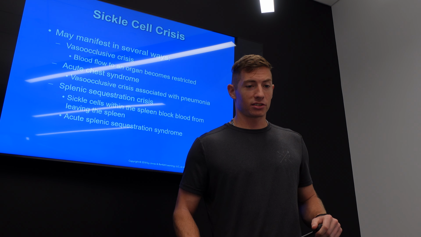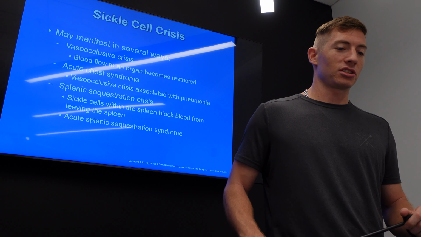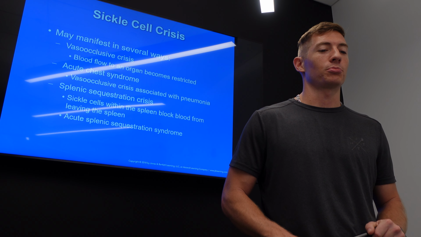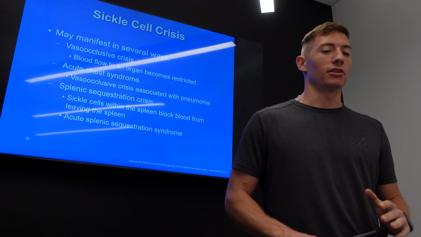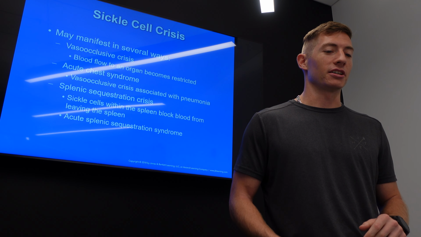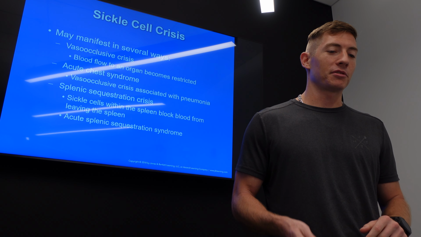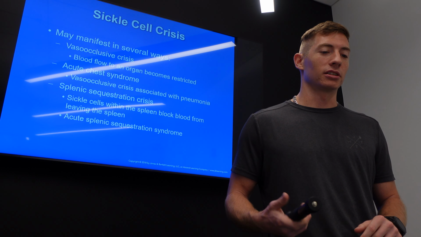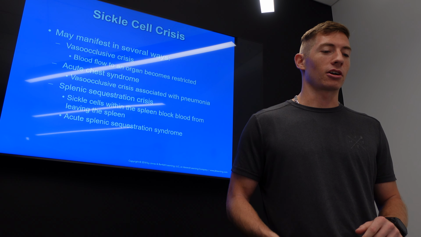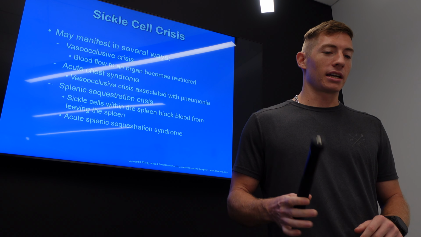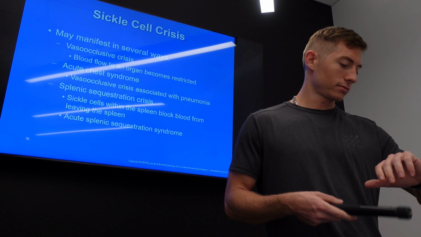Acute splenic sequestration syndrome is a life-threatening condition where RBCs become trapped in the spleen. This causes a dramatic fall in hemoglobin available for circulation, with painful acute abdomen, sudden weakness, tachypnea, and tachycardia. It usually occurs in infants or toddlers.